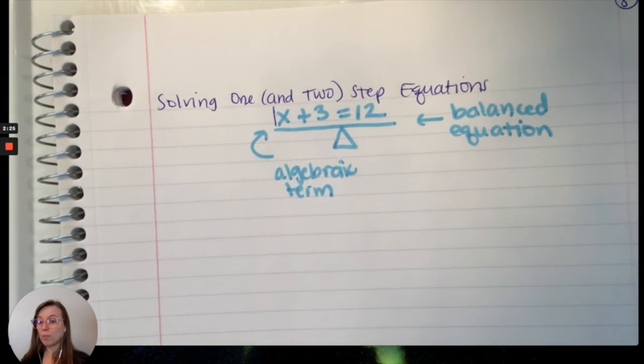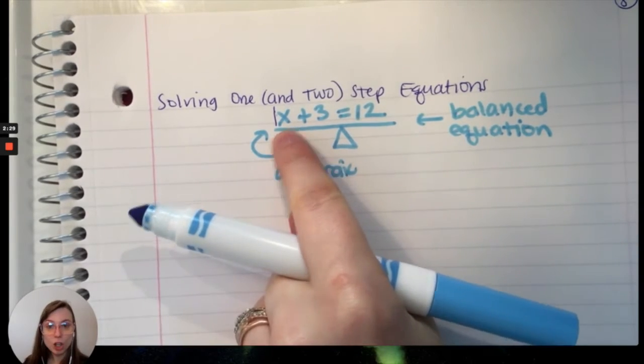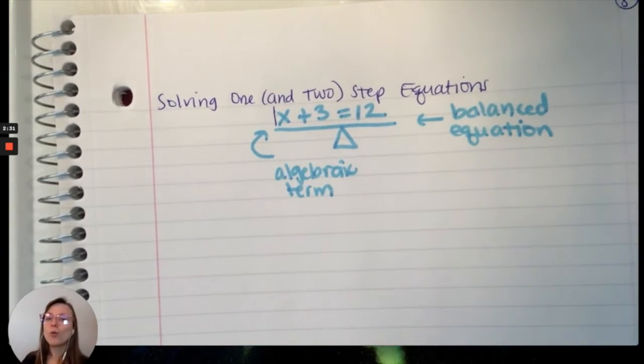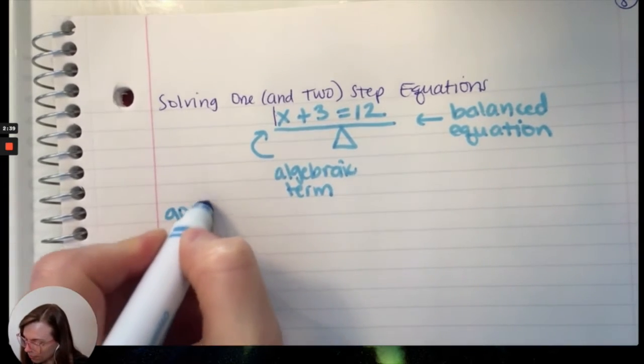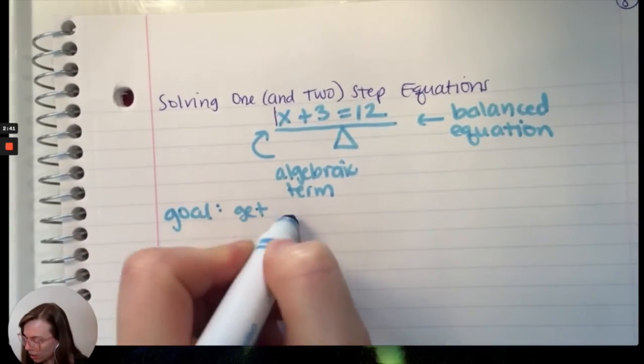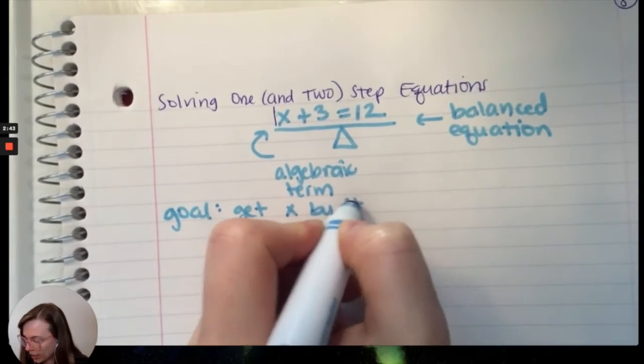Technically, 1 plus 2 equals 3 is an equation, but because we have an algebraic term, it's an algebraic equation. We're not going to deal with 1 plus 2 equals 3. We're going to deal with unknowns because we're going to solve for the unknown. So our goal is to get the x by itself.